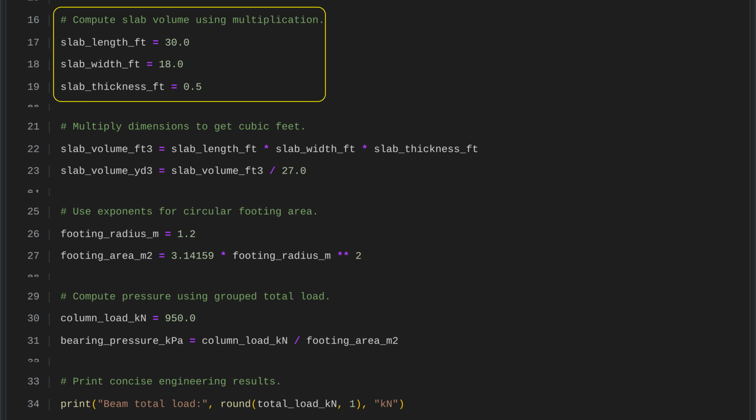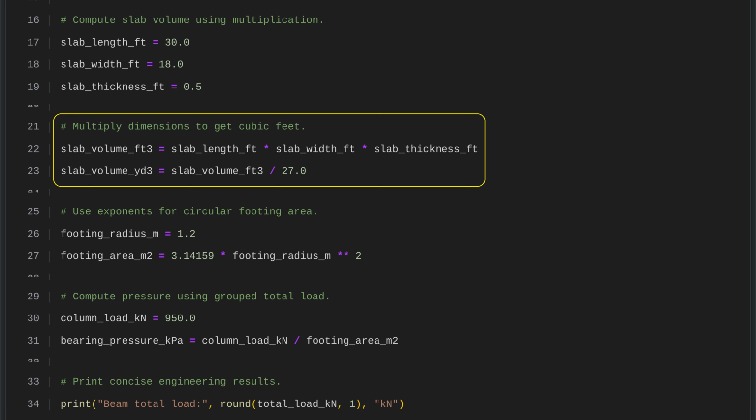The slab dimensions are set as 30 feet long, 18 feet wide, and 0.5 feet thick. These values are then used to find the slab's volume by multiplying the length, width, and thickness. Find the slab's volume by multiplying its length, width, and thickness to get cubic feet. Then divide by 27 to convert the result to cubic yards, the standard unit often used in construction.